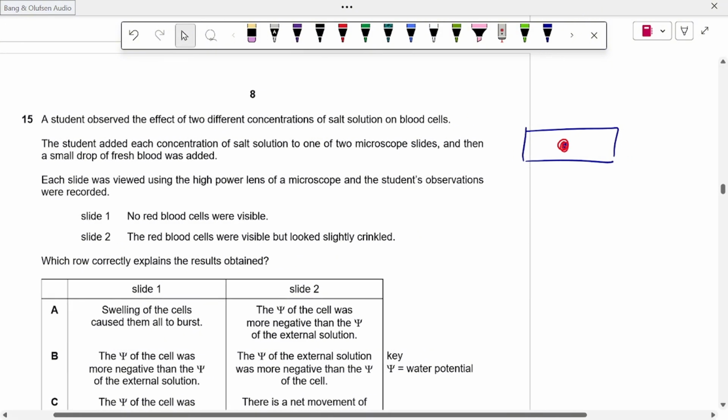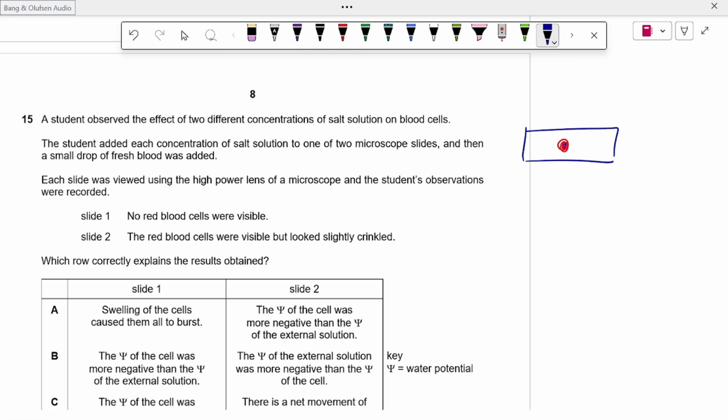Each slide was viewed using a high power lens of a microscope and the student's observations were recorded. No red blood cells were visible. The red blood cells were visible but looked slightly crinkled. Biconcave shape होता है and they become crinkled. So obviously there is a shrinking in your cell. आपका cell shrink हो गया है. No red blood cells were visible, so this means कि आपका cell burst हो गया, which is why you were unable to see any red blood cells. Burst हो गया.